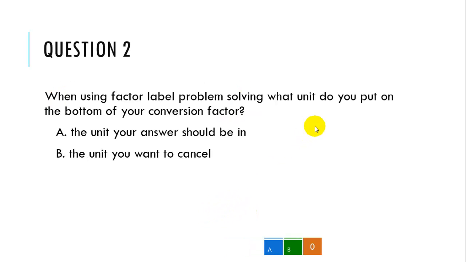Question 2, when factor label problem solving, what unit do you put on the bottom of your conversion factor? Okay, so your conversion factor is your equivalency. Pause. All right, now start it again. And on the bottom should be the unit you want to cancel.